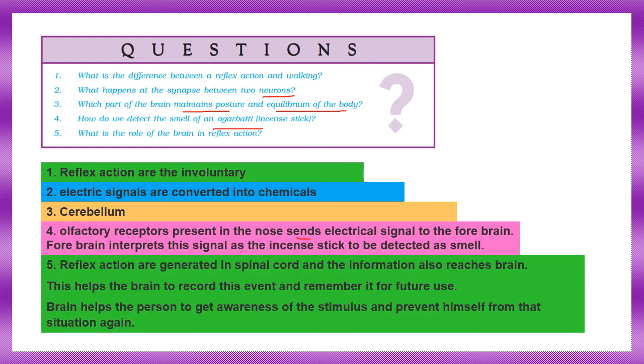What is the role of the brain in reflex action? Actually, there is directly no role, but as you know, reflex actions are generated in the spinal cord, and then the information also reaches the brain. So this information is stored in the brain as a record, and the brain remembers it for the future. The brain helps the person to become aware of the stimulus and prevent himself from the situation again. So this is the role of the brain in reflex action.